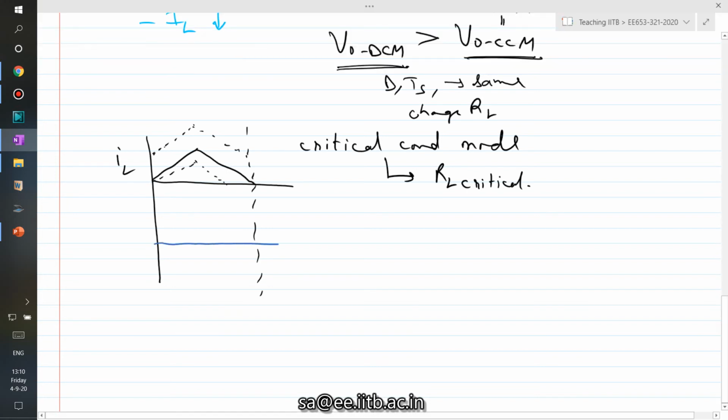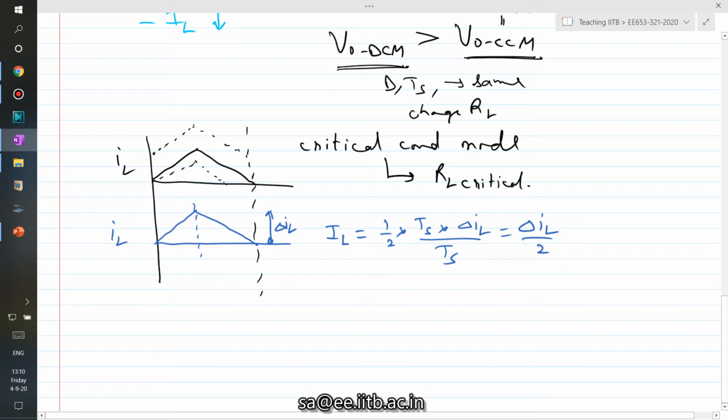Let me just redraw the load inductor current once again. What is the average value of the inductor current? IL is given by half into base into height. The height is delta IL, so the average is delta IL by 2. This is the average inductor current.